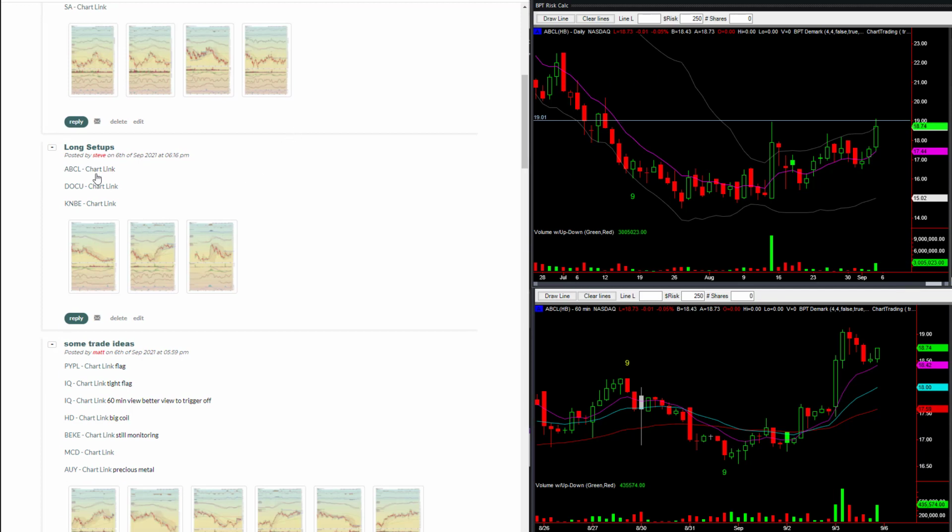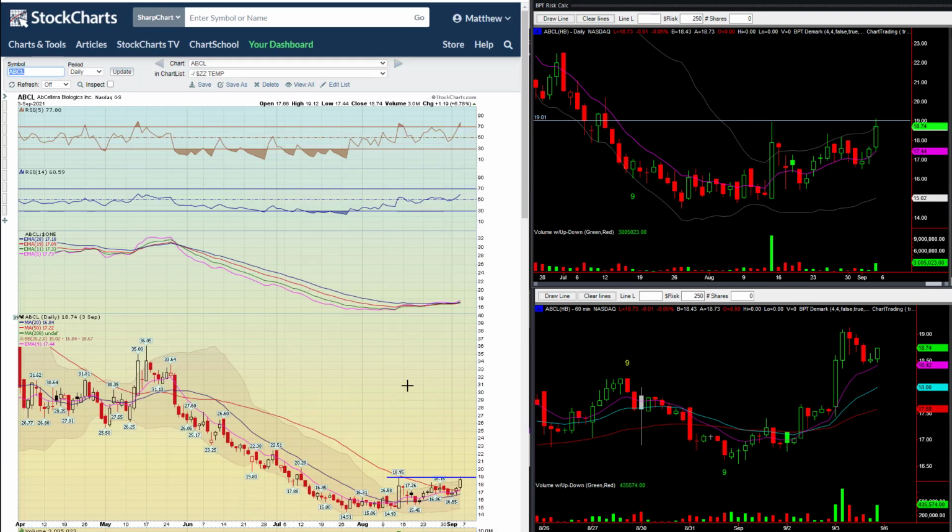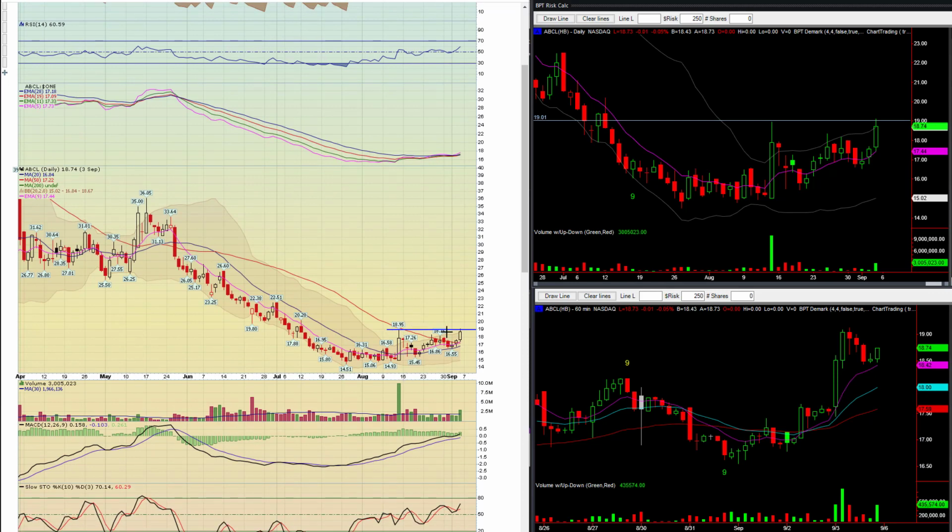Okay, so let's take a look at one of these here. ABCL. Let's take a look at that from Steve. So nice clean chart, as you can see here. It was in a downtrend this year. Started forming a little base. It broke out of that resistance here on expanded volume. Then it started going sideways. Moving averages are all coming together. You have an expansion volume on Friday. You got a clean resistance right here. Your moving average ribbon's pinched. It really looks set up.